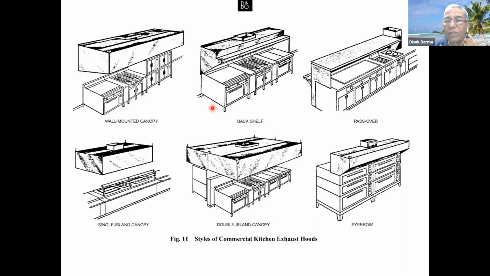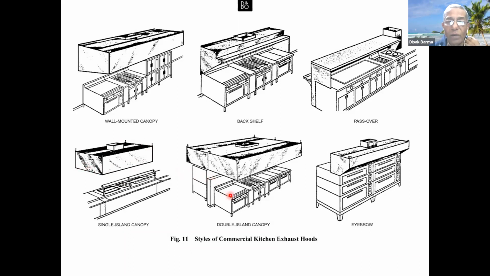So we'll have the smoke details also. We have photographs of that. When there is a passover, which will allow the smoke, whatever is there, to be pulled over to the side and taken out. So this is known as a passover type hood. This, of course, is a single island canopy where you have one row of heaters, and it's a freestanding, free hanging canopy on top.